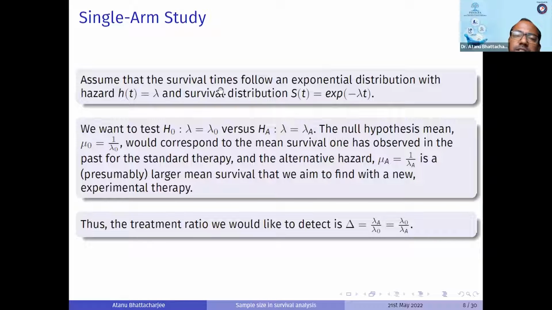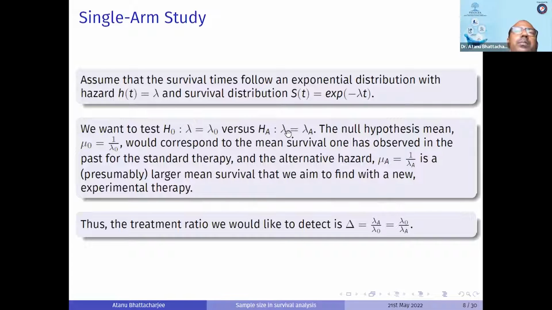What is our hypothesis? Our null hypothesis is that lambda is equal to lambda naught, and alternatively we say lambda is equal to lambda a. Basically we are expecting that our group or single arm, because we don't have a comparison arm, we have a single arm, will have a 40% hazard rate after 3 years, and we can also say no, it should not be 40%, it should be only 20%. So if we say 20% as the alternative, then lambda a is going to be 20% here.